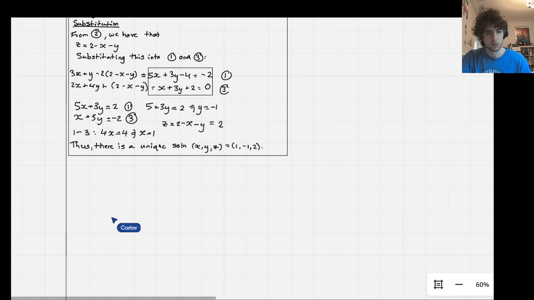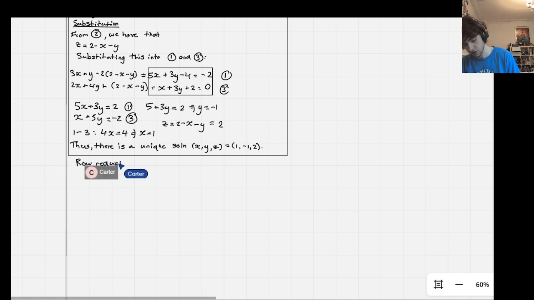So what I'm trying to get at is that substitution isn't really good enough, and so what we're going to be talking about for the remainder of the first chapter is row reduction, which is why I introduced augmented matrices to you, because they are going to be used.